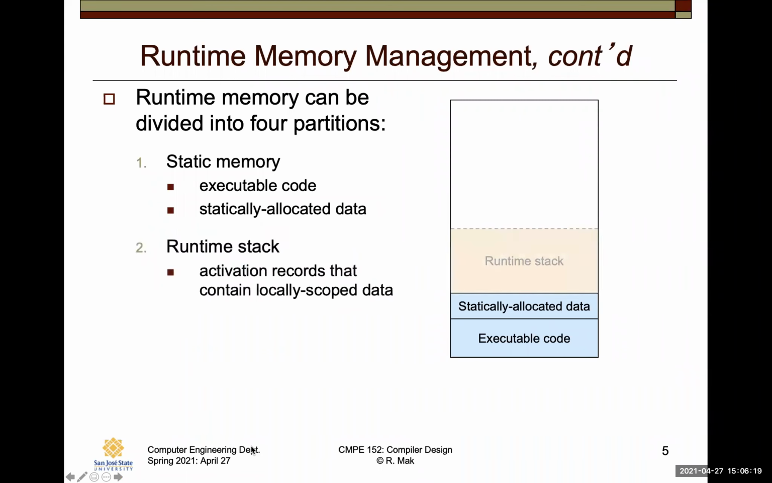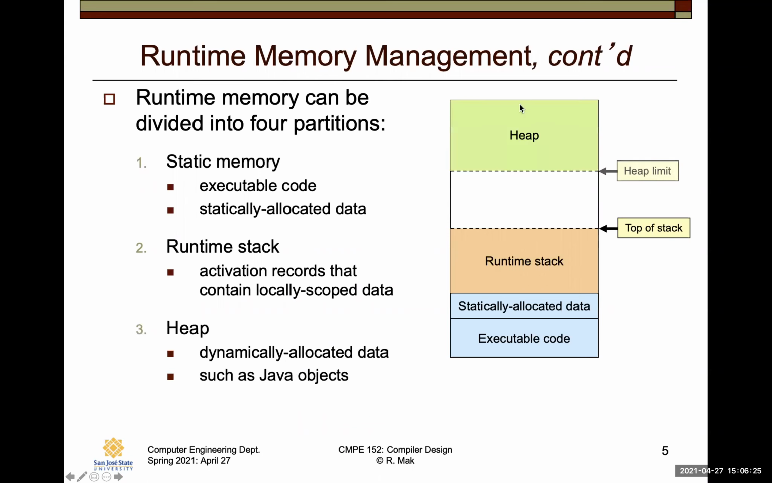Then you have the runtime stack, and here's the top of the stack. And then you have the heap. So the heap is here. And as you know, the stack can grow up and down, and as we're allocating more and more objects, the heap can grow in size. Now in between the stack and the heap is the free memory.